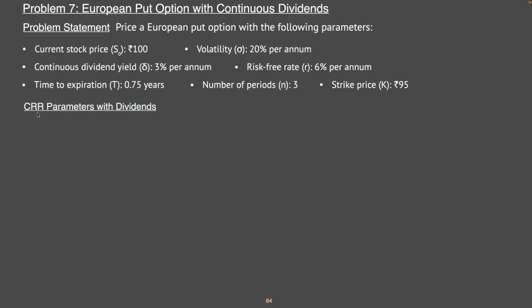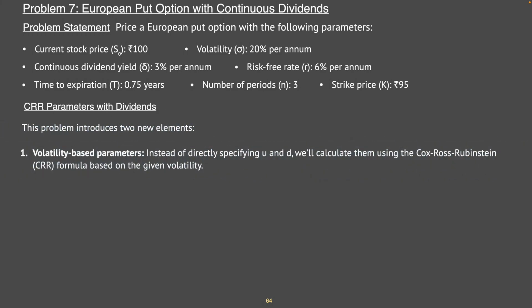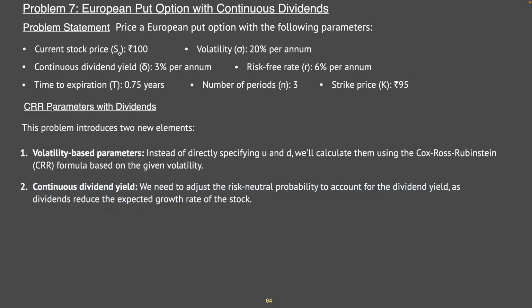So, we have to calculate the value of U and D. So, what are we going to do? We are going to calculate the value of U and D using the volatility-based parameter, that is sigma, and we are using the continuous dividend yield, which will get deducted from the risk-free interest rate of 6%.